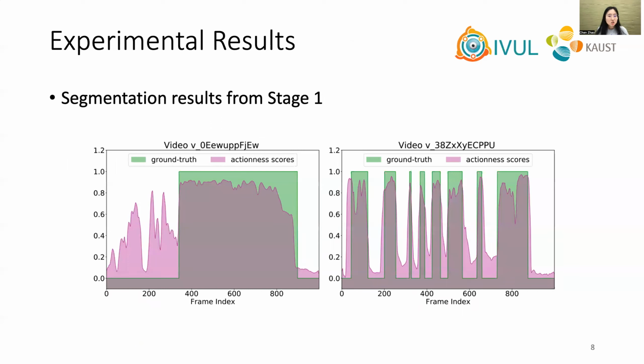These figures show how good our segmentation results are from stage 1. The green curves represent the ground truth actions, and the purple ones show the predicted confidence scores at each snippet. We can see that for both videos with long actions, as in the left figure, and videos with multiple short actions, as in the right figure, our predictions clearly match the ground truth.